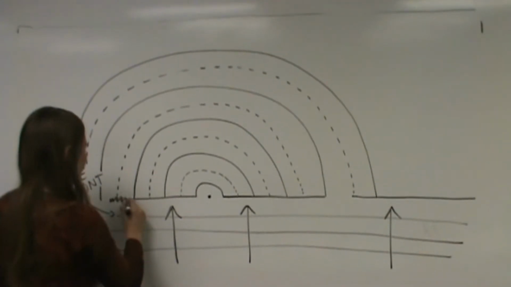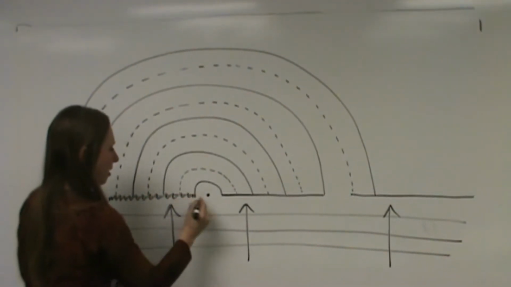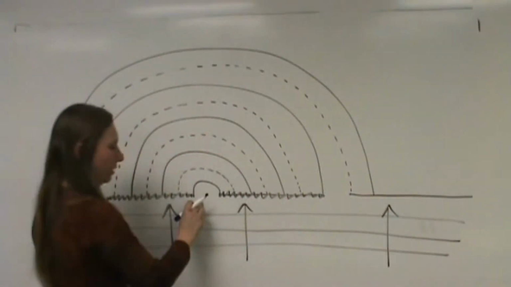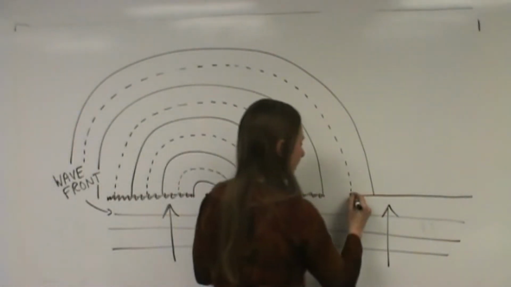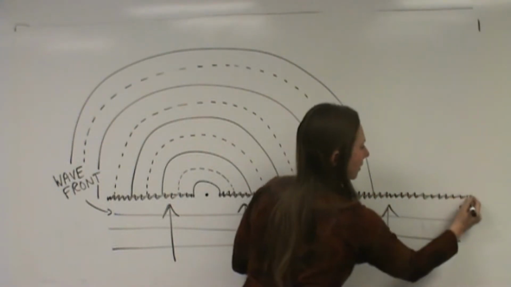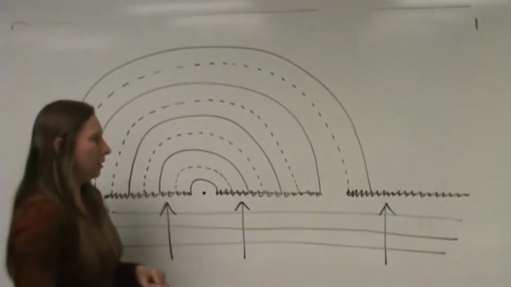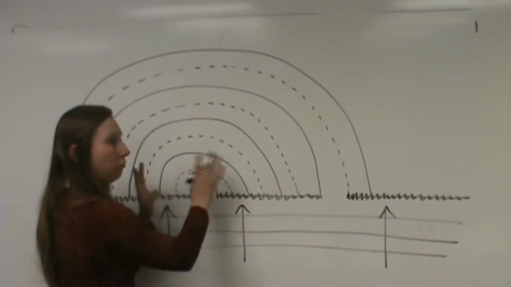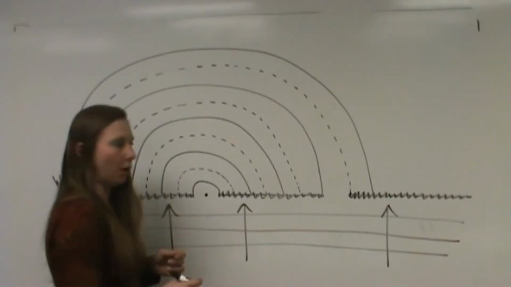Remember, this is a barrier. Here's the opening. Here's another opening and a barrier. Remember, diffraction is about waves that spread after passing through a slit or around a barrier. In this case, it's a little bit of both.